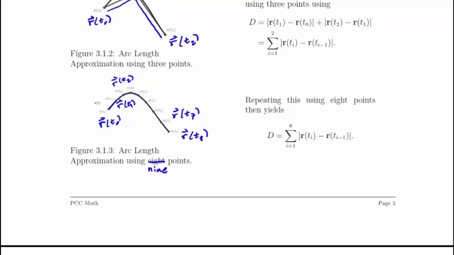All right, so if we have 9 points, then there are 8 segments. So we're going to use the same kind of summation notation that we had up here, except now we're going to do it from 1 to 8. The first one gives us the distance between r of t naught and r of t sub 1. The second difference gives us the length of r of t sub 1 to r of t sub 2, and so on and so forth. So we're just adding all these lengths together, and that should give us a pretty decent approximation to the length of this curve.